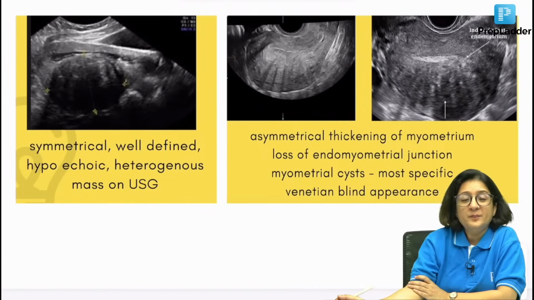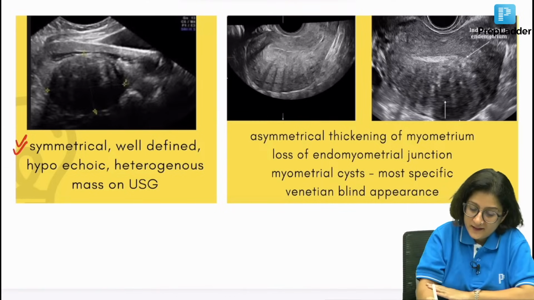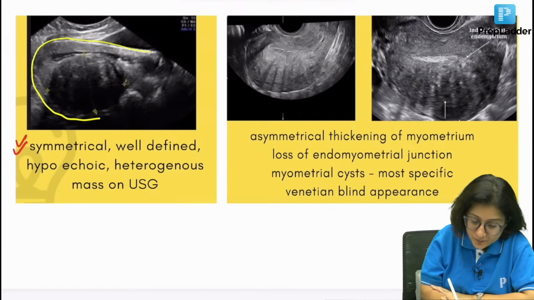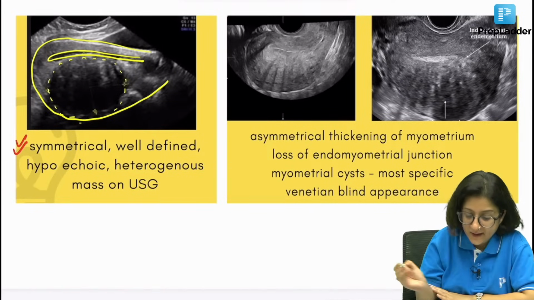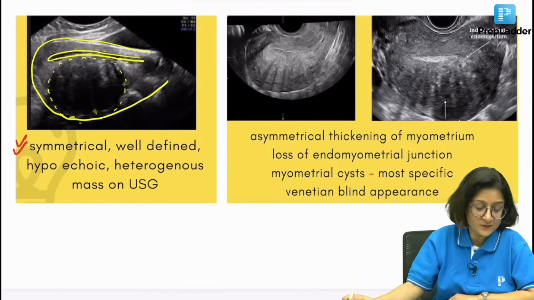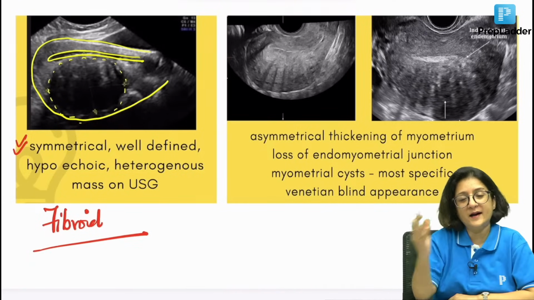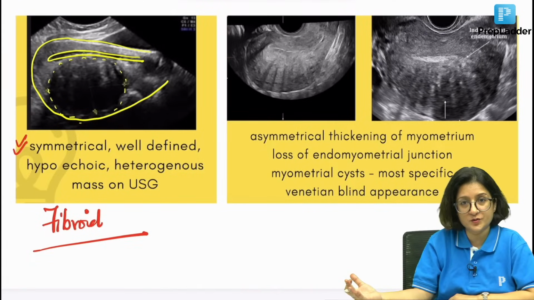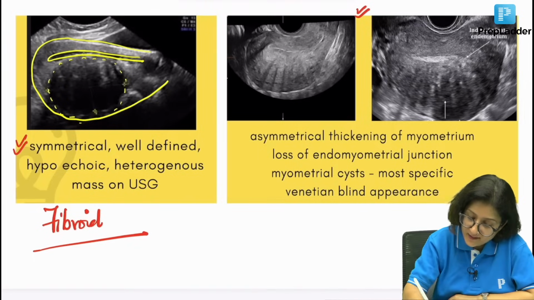Now compare the ultrasound images. This image on the left, see, this is the uterus, this is the endometrial cavity lining, and this is a symmetrical, very well defined hypoechoic heterogeneous mass on ultrasound. This is a fibroid. So an ultrasound scan is good enough to make a diagnosis of a fibroid in most cases.